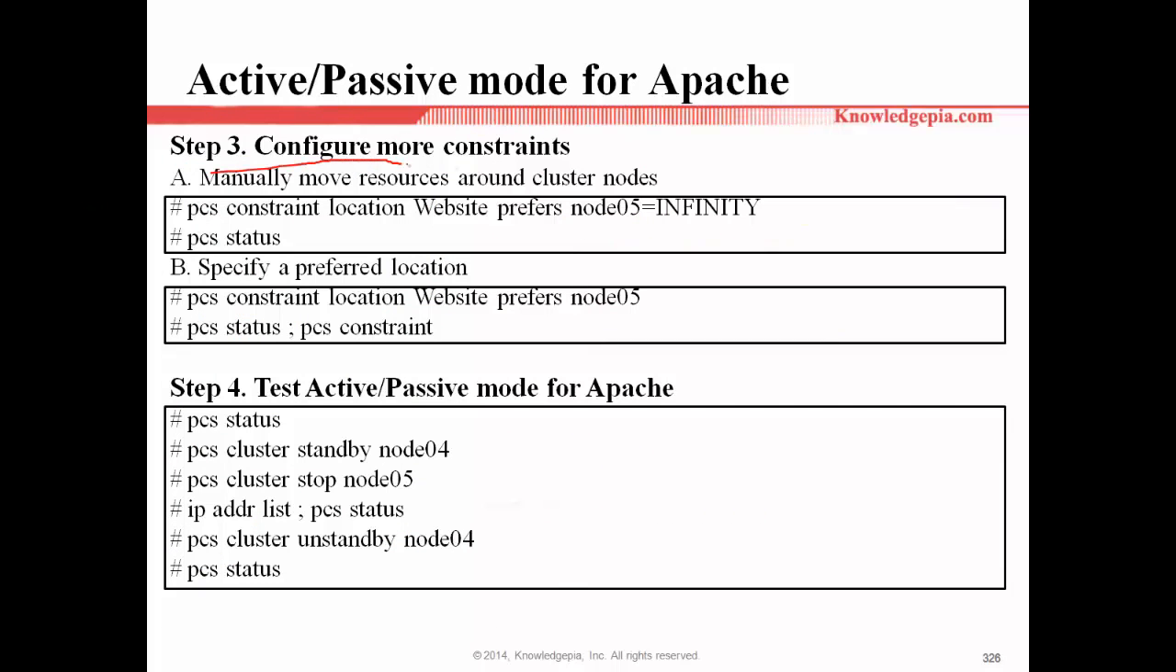Step 3, configure move configuration. Manually move the resource around the cluster nodes. If you start the website resource on node 4, but want to move this resource to another cluster node, in this case we can use this kind of option: location, website (the resource name), prefers, node 5, and infinity. Infinity means must. This resource must run only here, on node 5.